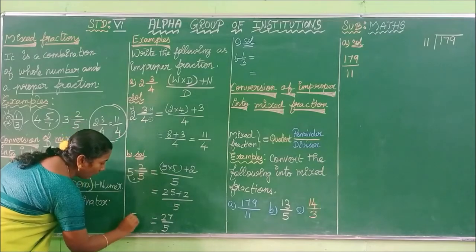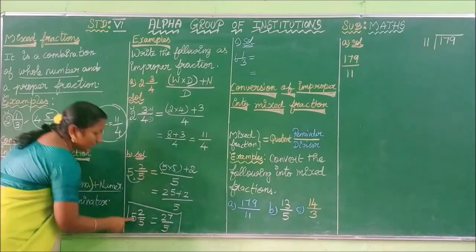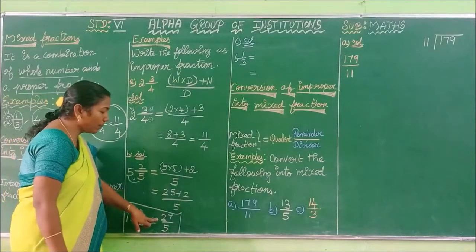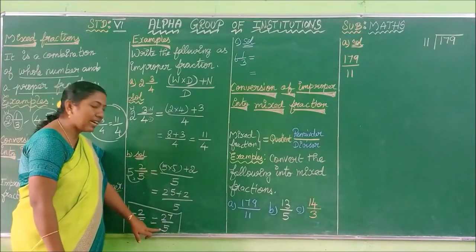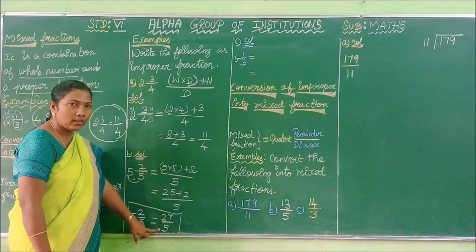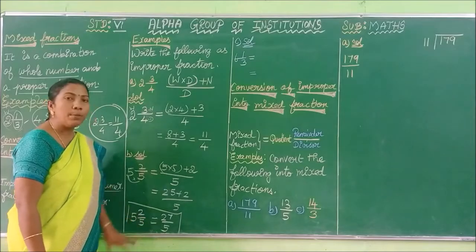Thus 5 2 by 5, this is the mixed fraction. We have converted this mixed fraction into improper fraction. What is the nature of improper fraction? The numerator is greater than its denominator. See, 27 is greater than its denominator. So, thus we have converted the mixed fraction into improper fraction.